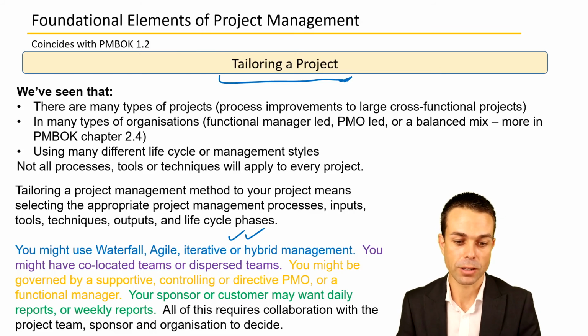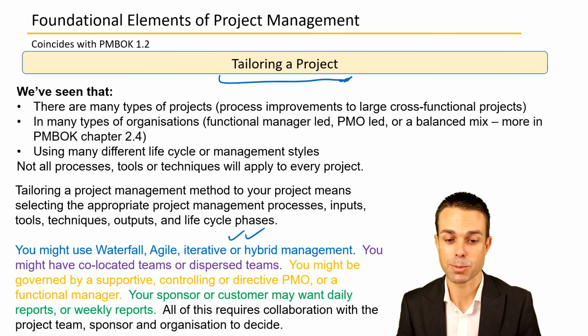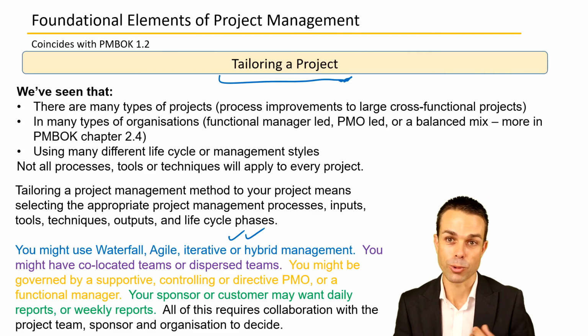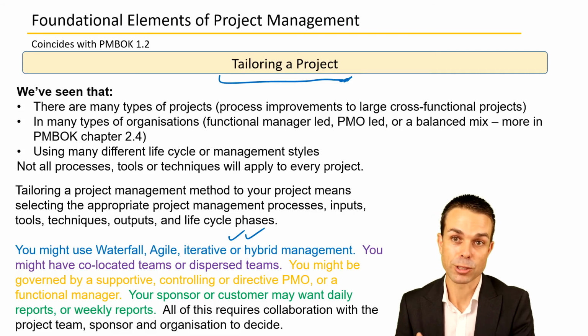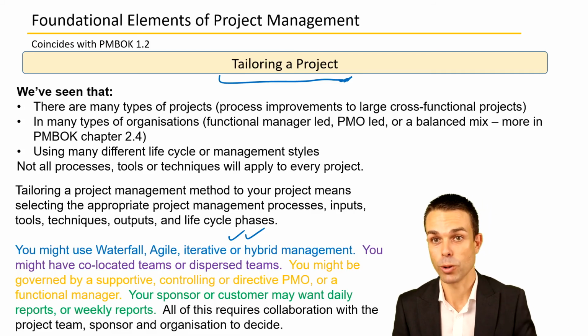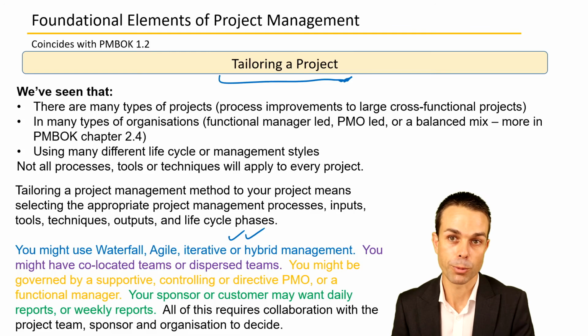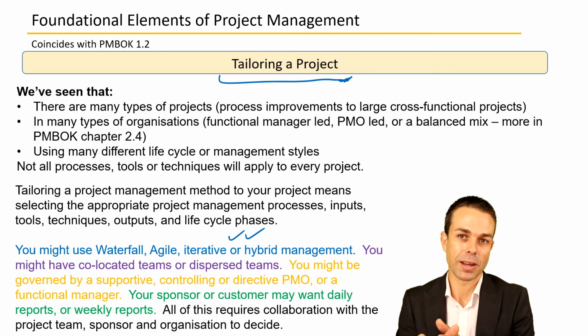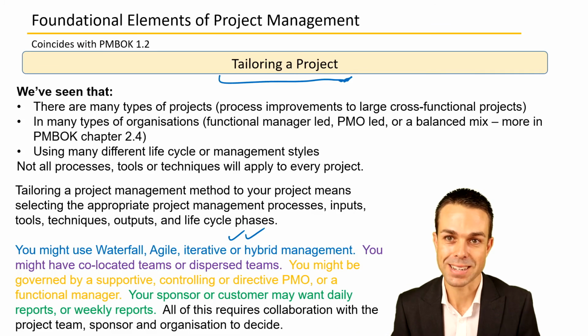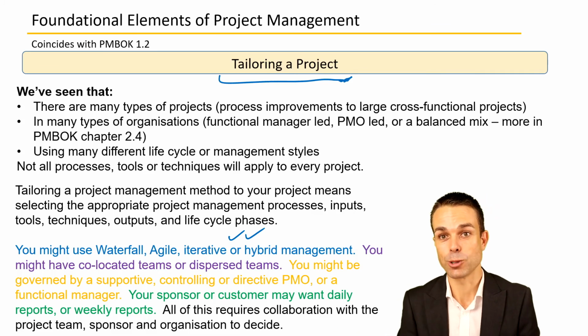So you might have a supportive project management office, a controlling or directive project management office, and we'll go into that in a second as well. But you might have different sponsors, so they might want daily reports or maybe weekly reports, or maybe they don't want any reports at all. So all of these things just change how we end up managing the project, and that makes every project quite unique.